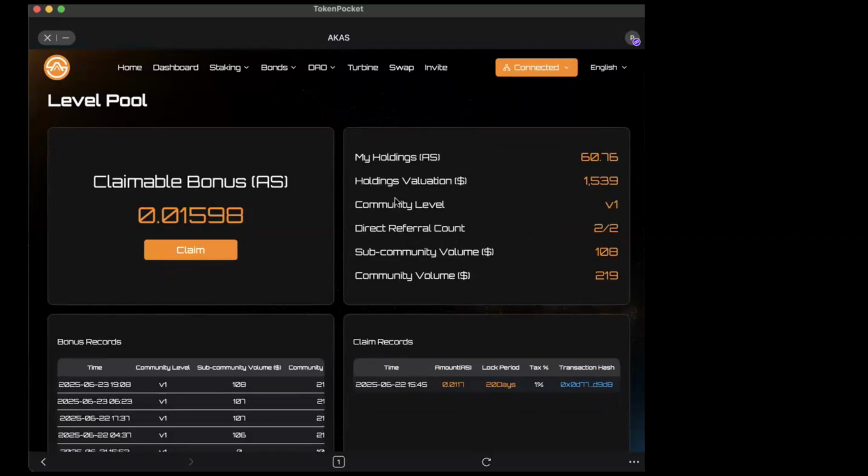Does your direct referral count also mean that you met the criteria? You needed 2 direct counts for V1, so you've qualified for that, and you've qualified for the holdings. How much are the holdings for V1? Sorry, I don't qualify for the direct referral count or the sub-community volume, because I bought the node. I bought the nodes, but you got 2 of V1 here. So you've actually qualified for the direct referral count, which is 2 of 2.